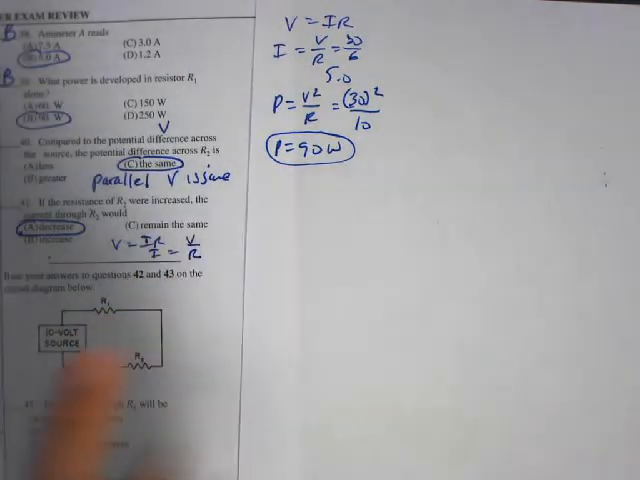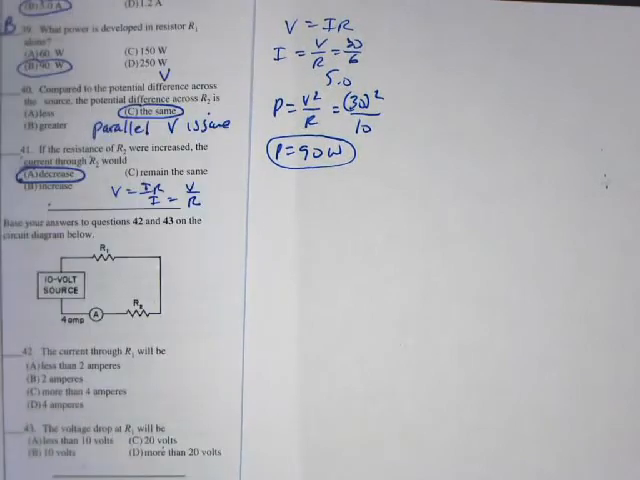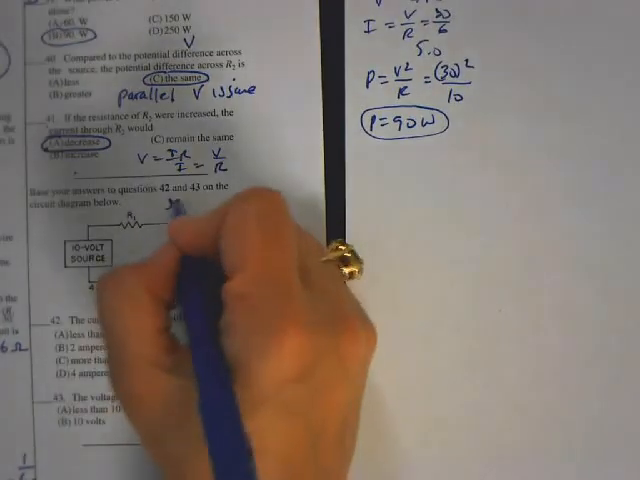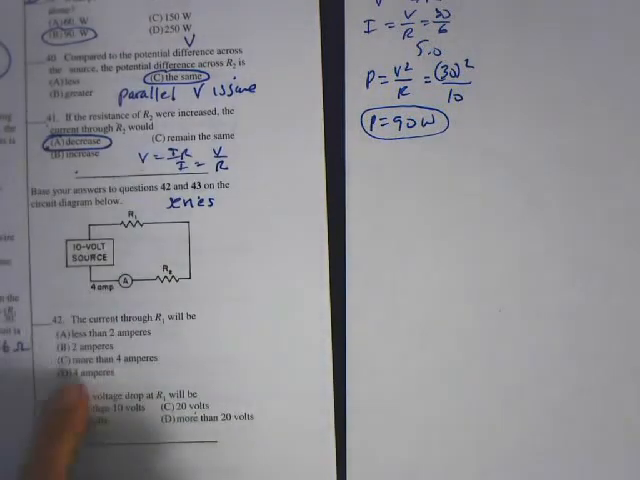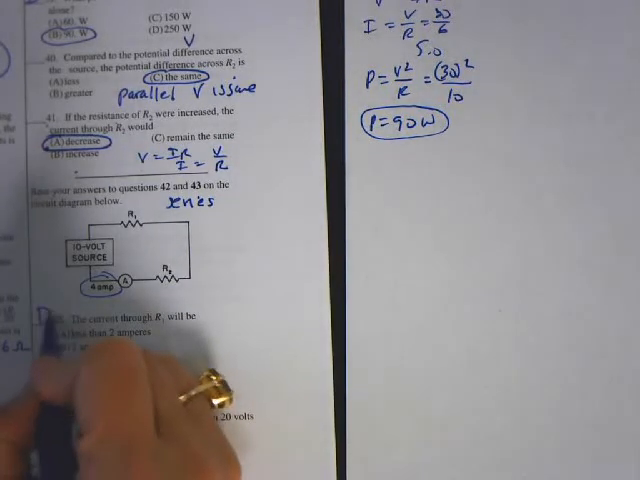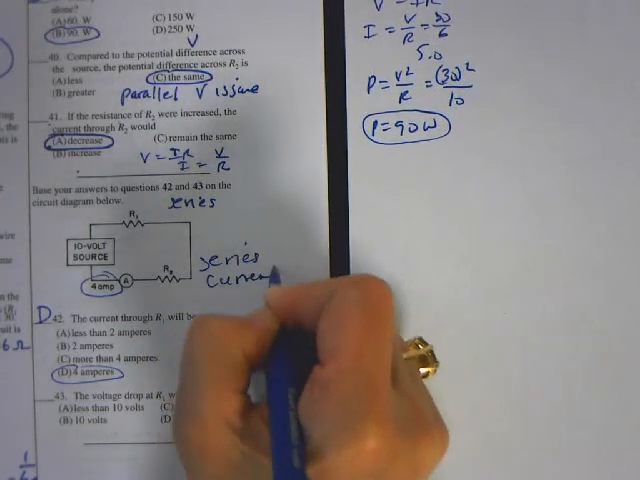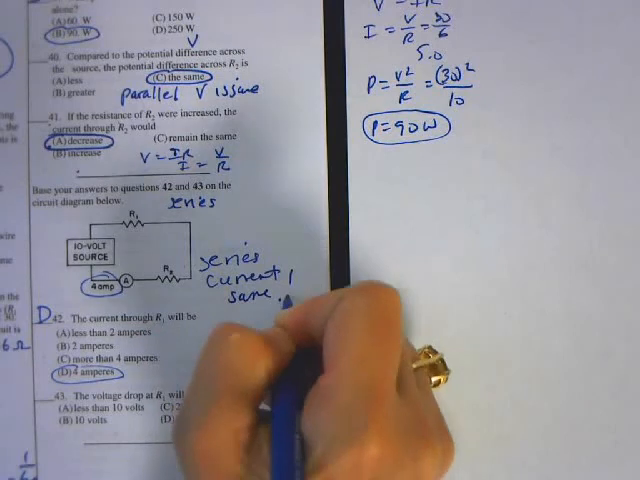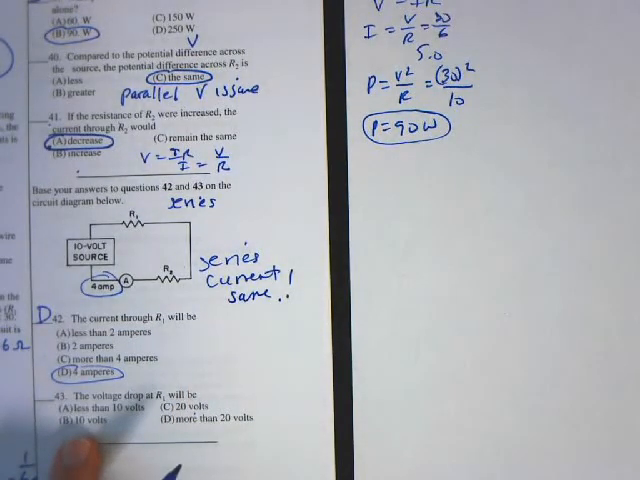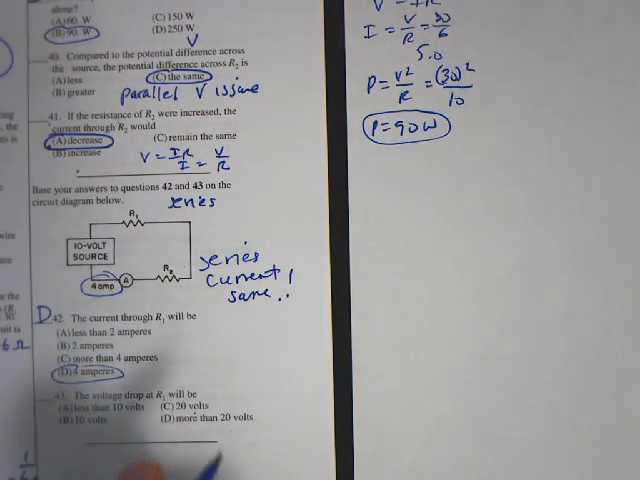All right. Series. So we have one more circuit. This one is a series. In series, the current's the same. The current through R1 will be, well, the total current here is 4. The answer is 4. There's no calculation. All you need to know is that in a series circuit, the current is the same. Number 43, the voltage drop across R1 will be, so remember in series, the voltage adds up to the source, so it has to be less.